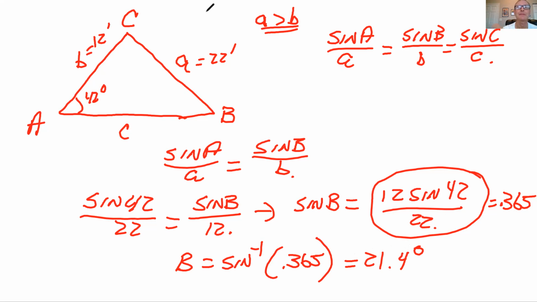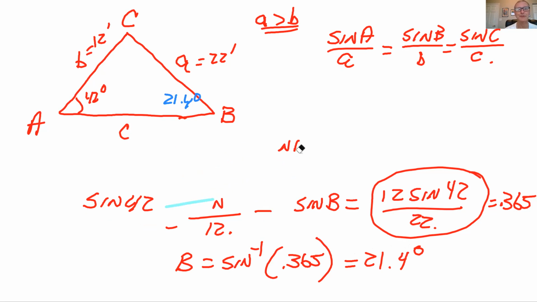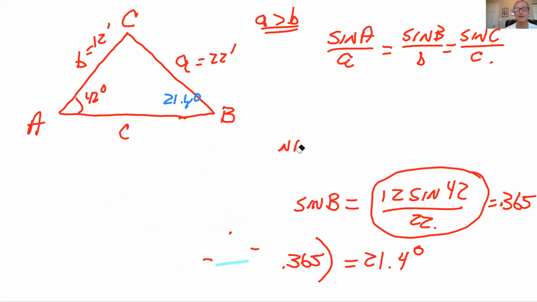Okay, so I'm just going to try to get a different color here. Let's use blue. So what's that? Angle B, so that's 21.4 degrees. Okay, so now we have two angles. Go back to the old rule, add everything up, right? So let's do that first to find the third angle.